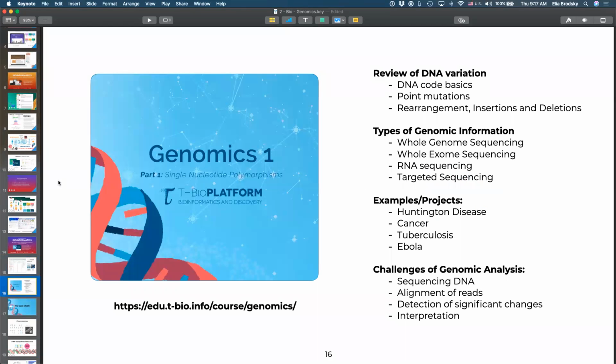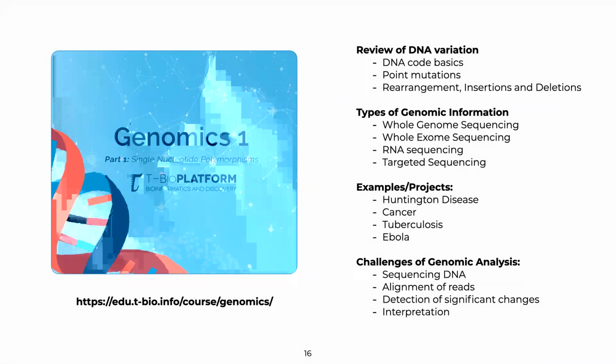Okay, so what is covered in this Genomics 1 course? This course talks about some of the basics about DNA, point mutations, and other types of mutations like multinucleotide variation, including rearrangement, insertions, and deletions, or DNA aberrations. We talk about different types of genomic information based on sequencing protocols, and some of the challenges with interpretation and analysis in application to different examples that we'll talk a little bit about today.